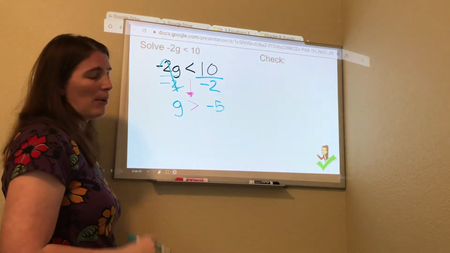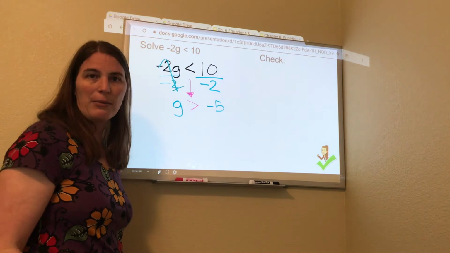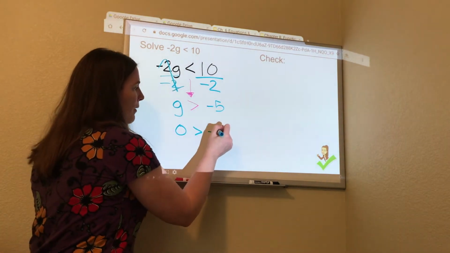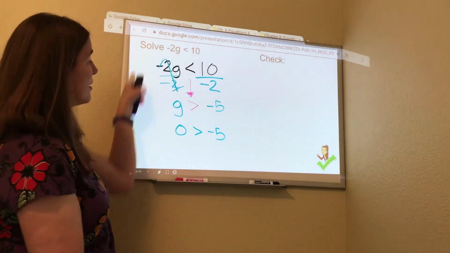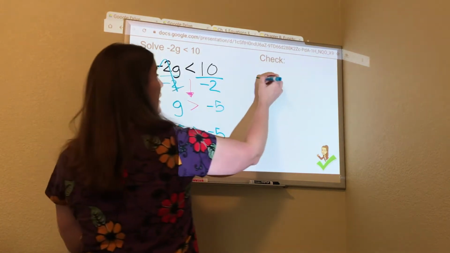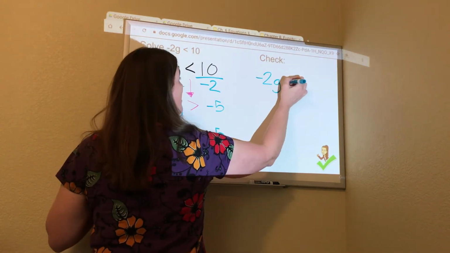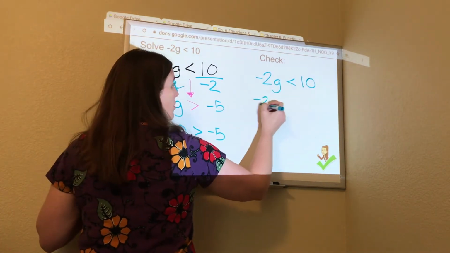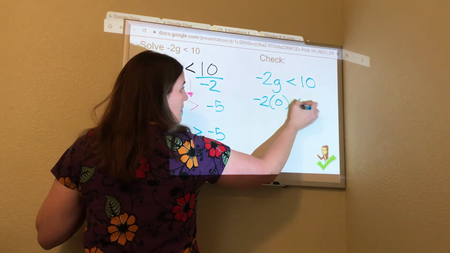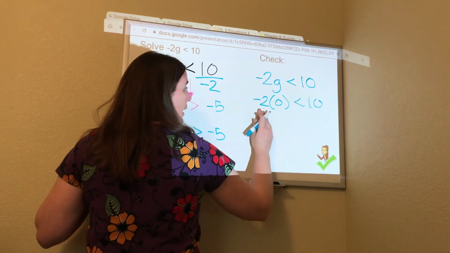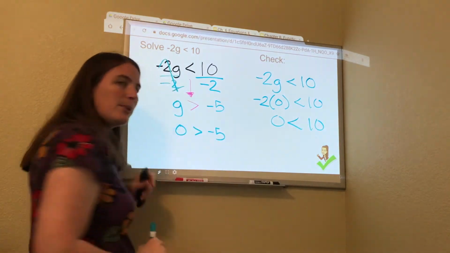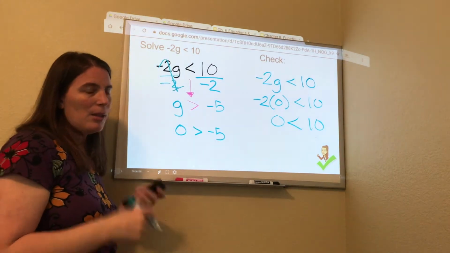Let's go ahead and check that. What's a number greater than -5? Let's say 0. So 0 is greater than -5. Let's check this number inside here. So I have -2g is less than 10. If I put a 0 in here, -2 times 0 is less than 10. It's -2 times 0 is 0. 0 is less than 10. Is that a true statement? Yes, it is. So we're correct.